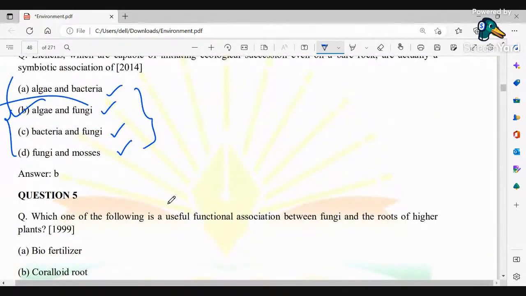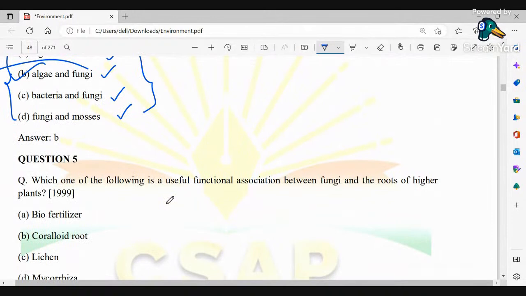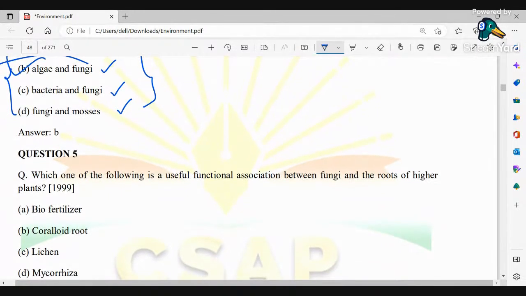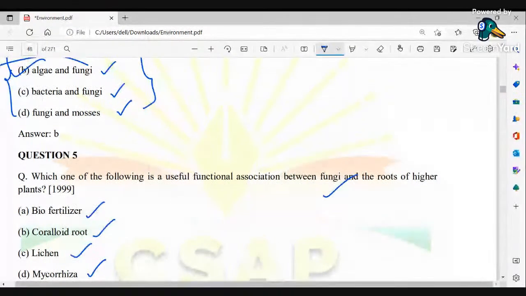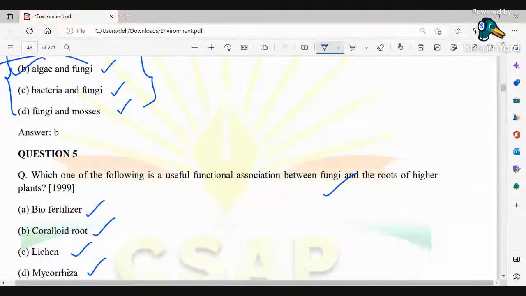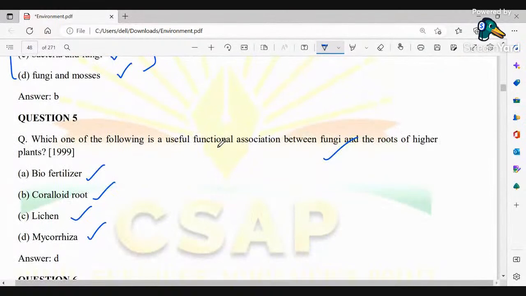Okay, coming to question number 5, which one of the following is a useful functional association between fungi and the roots of higher plants? Biofertilizer, coralloid root, lichen and mycorrhiza. Anyone with the correct answer? Okay, so 5, the correct answer is mycorrhiza.